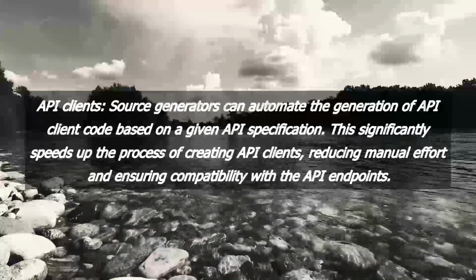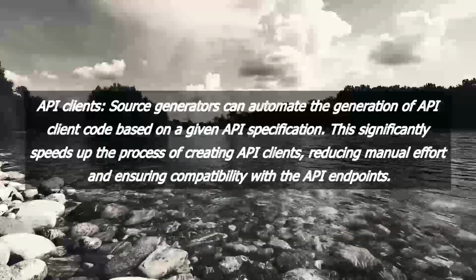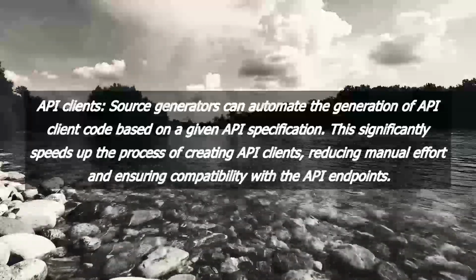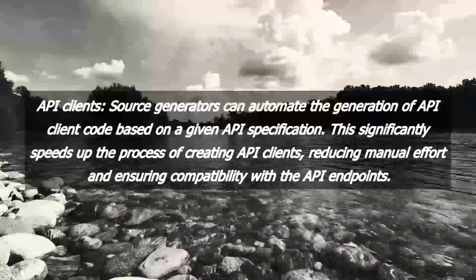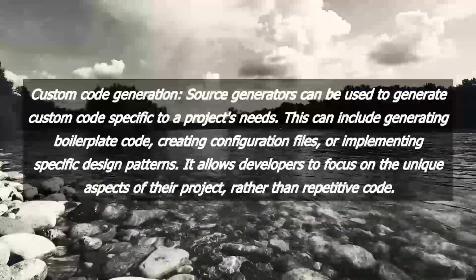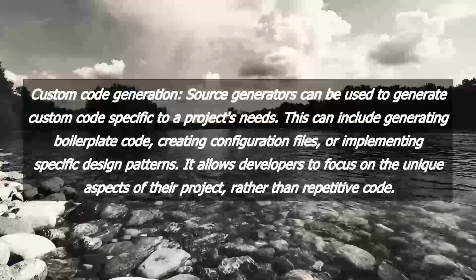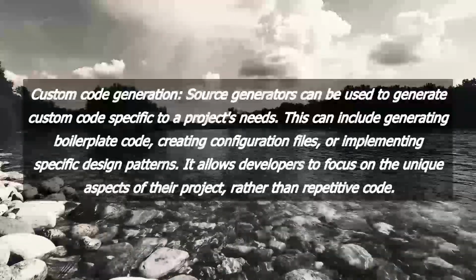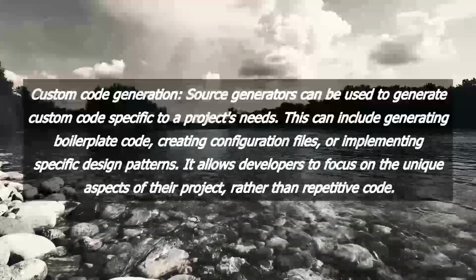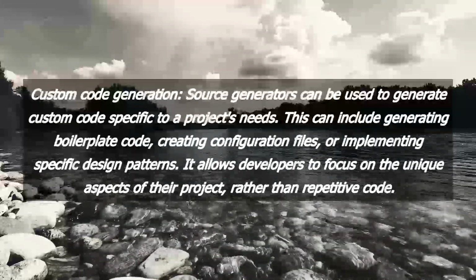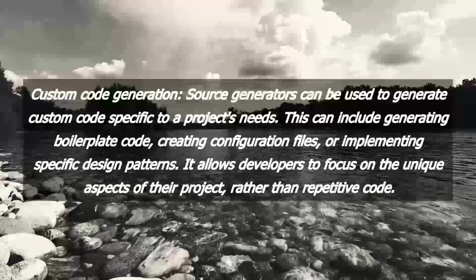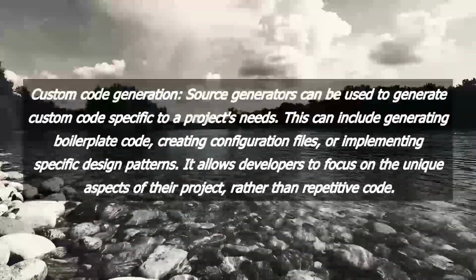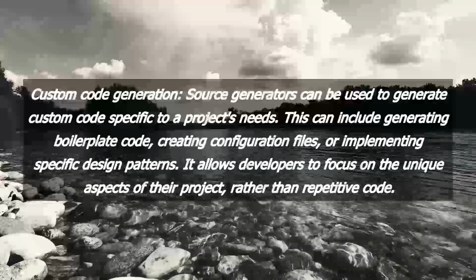API clients. Source generators can automate the generation of API client code based on a given API specification. This significantly speeds up the process of creating API clients, reducing manual effort and ensuring compatibility with the API endpoints. Custom code generation. Source generators can be used to generate custom code specific to a project's needs. This can include generating boilerplate code, creating configuration files, or implementing specific design patterns. It allows developers to focus on the unique aspects of their project, rather than repetitive code.